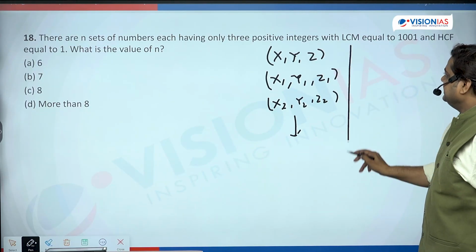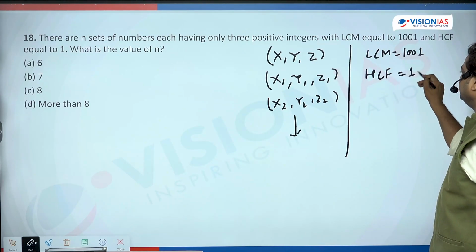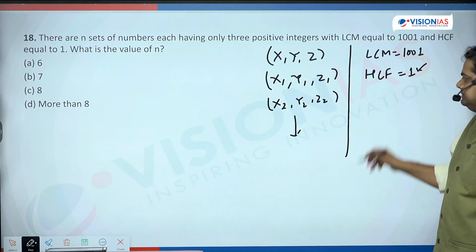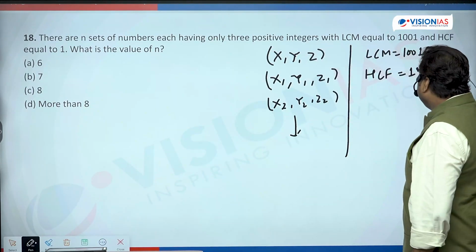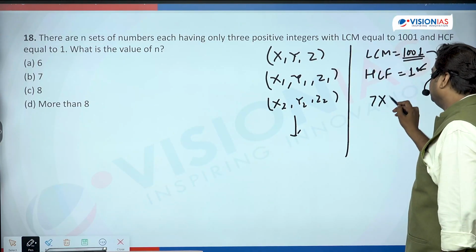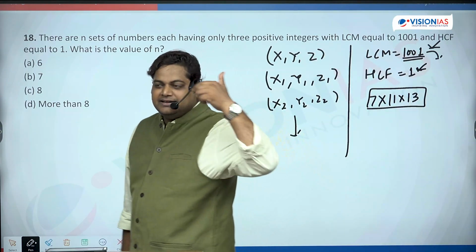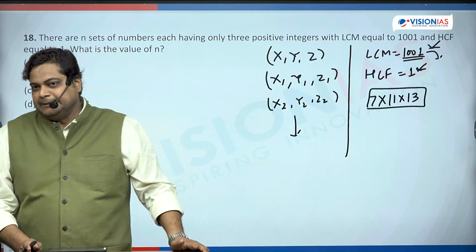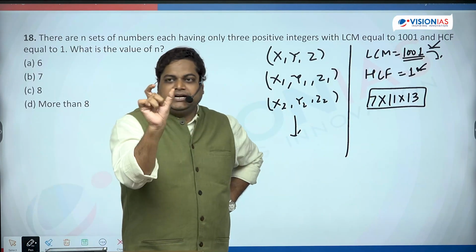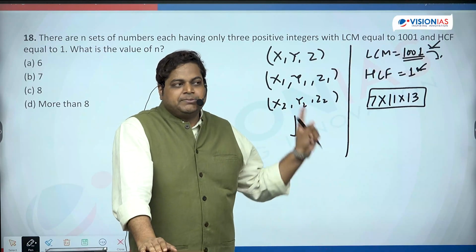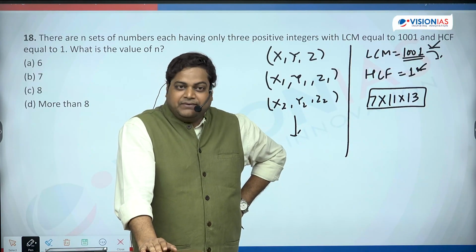It is given the LCM is equal to 1001 and HCF is 1. If HCF is 1, that means co-prime numbers हैं इसमें. So if we take the factors of 1001, what we get? 7 into 11 into 13. 1001 is a magic number which we can write this way. In number system, we have read about the divisibility rule of 7, 11 and 13, combined divisibility. 1001 is divisible by 7, 11, 13. So one set is 7, 11, 13.